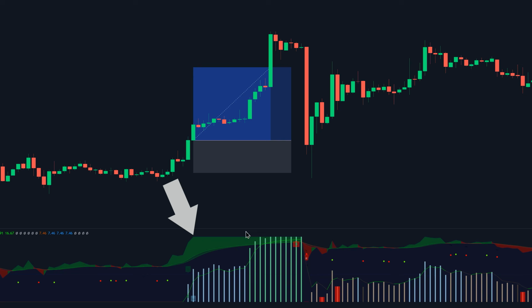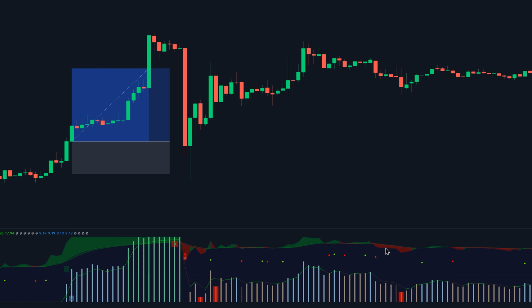And then up here we have the hot money plot. This plot focuses on market momentum and it quickly reacts to price action. A green zone, like here, indicates bullish momentum, and a red zone indicates bearish momentum.